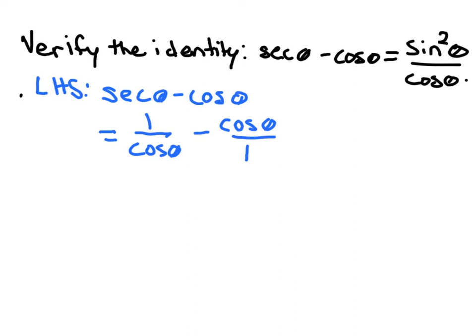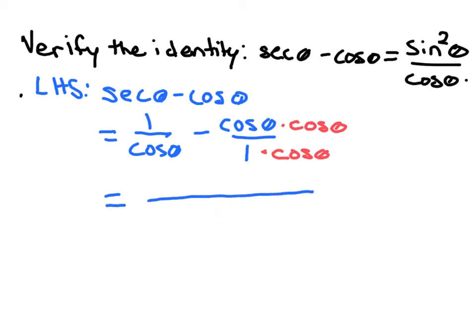To do that, I need a common denominator, which is going to be cosine theta. So I'm going to multiply the denominator and the numerator over here by cosine theta. That doesn't change this expression right here. It's just another way to express it.